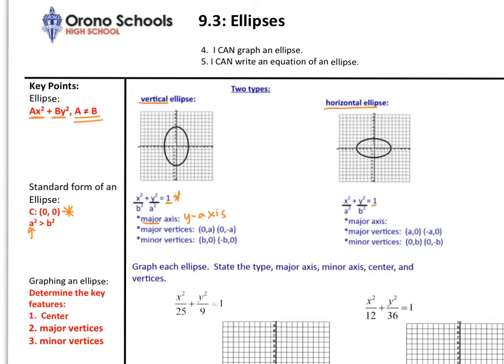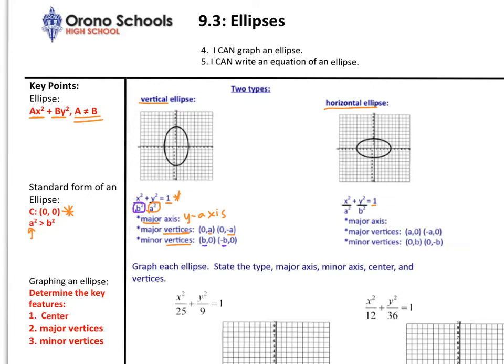Notice we also have major vertices and minor vertices, and there are 4 of them, just like there were for circles. But what makes this unique is instead of doing the square root of r squared for the radius, we're going to do the square root of a squared for the major vertices. We're going to count up and down. And then the minor vertices would be the smaller, other direction. So notice the number that's underneath x is that b squared. We're going to count by the square root to the left and to the right.